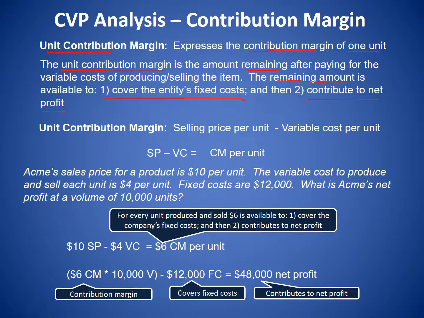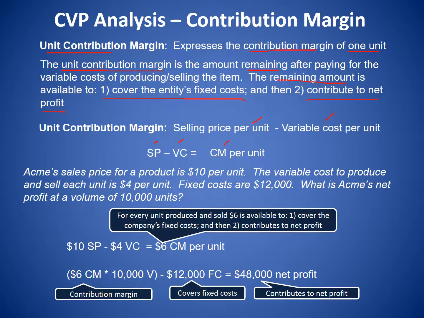Now, the calculation of the unit contribution margin is fairly simple. It's our selling price per unit minus our variable cost per unit. That equals unit contribution margin. Or if we want to write it out as an abbreviated equation, it's selling price minus variable costs, and these are per unit, equals our contribution margin per unit.